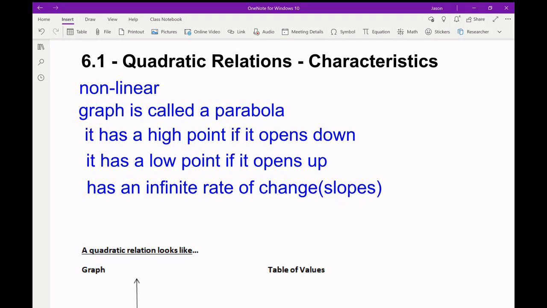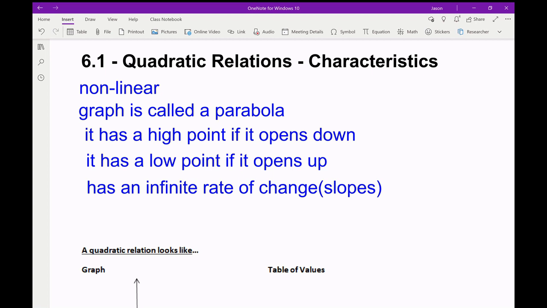So today what we're going to do is study this thing called quadratic relations, okay? Now, here's what I want you to understand. Quadratic relations are nonlinear. The graph is called a parabola, and it has a high point if it opens down, and it has a low point if it opens up.